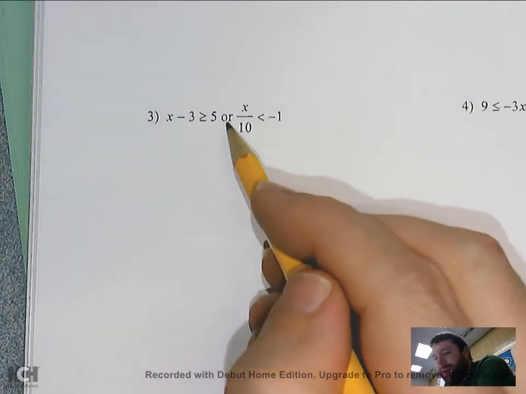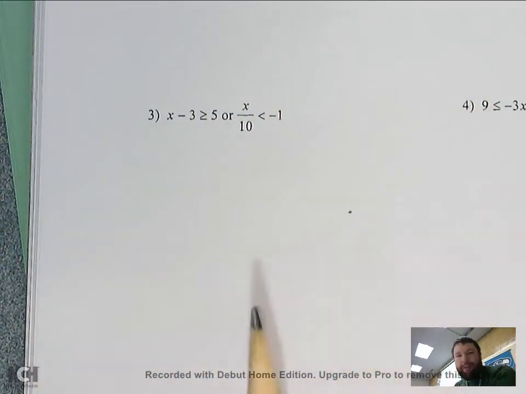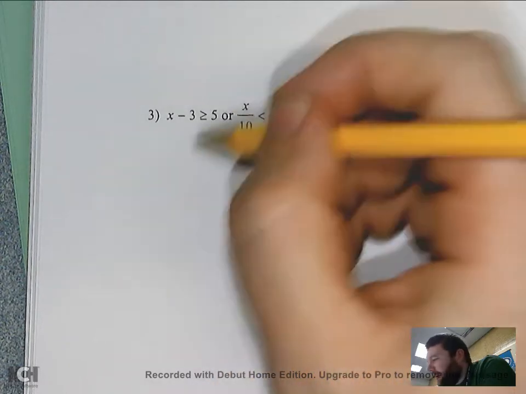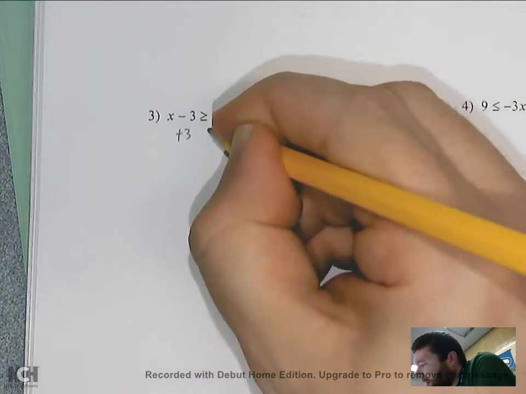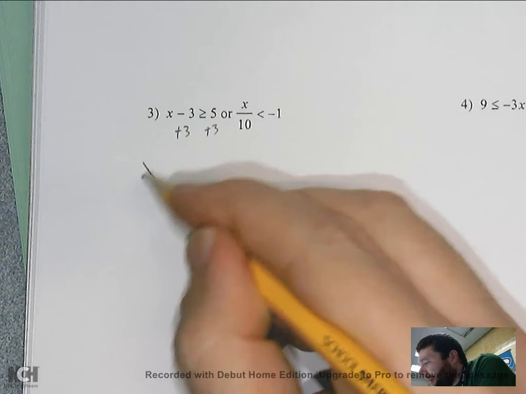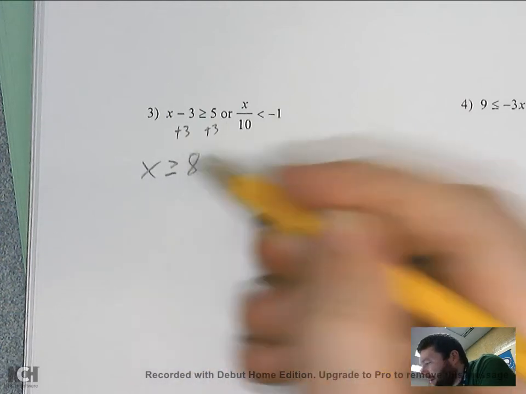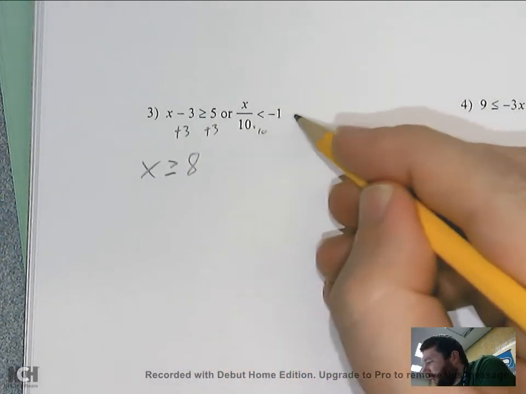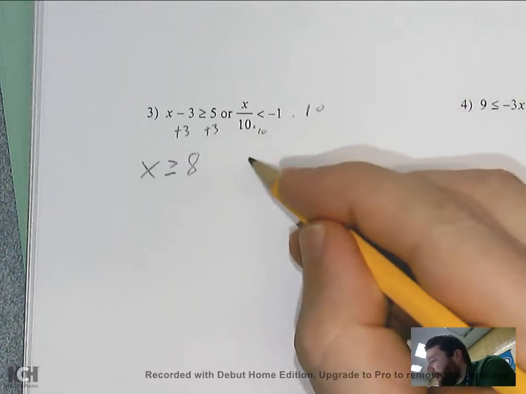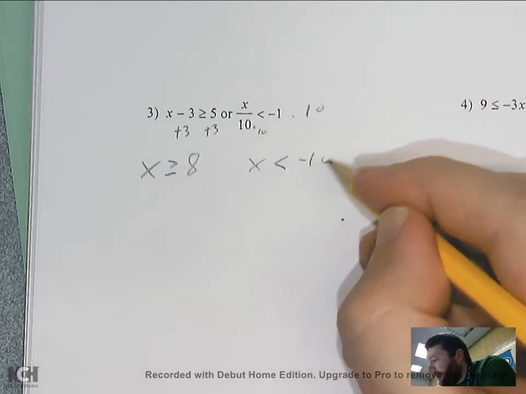Again, it's an or, so right off the bat I know they're going to go opposite directions. So just solve them individually. Going to add 3 on the left here. That gives you x is greater than or equal to 8. And then you multiply each side by 10. And that's going to give you x is less than negative 10.